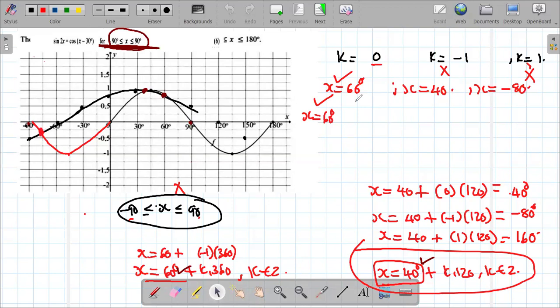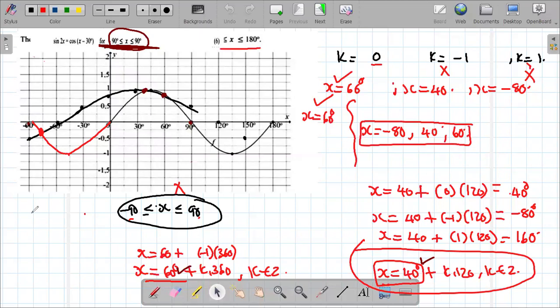So how do we answer this question? Write your answer in order. X equals negative 80, 40, 60 degrees. You are done. 6 marks in the pocket. I love this because they give us the restriction. That's how we prepare for their exams.